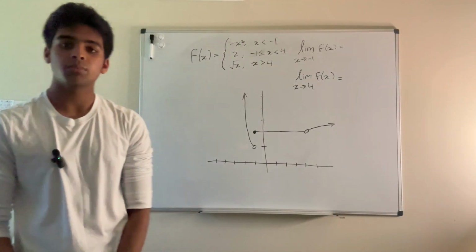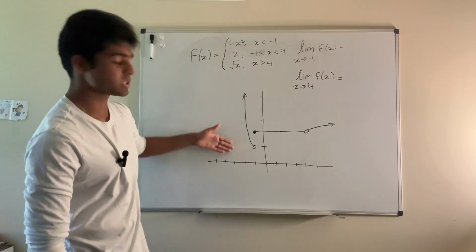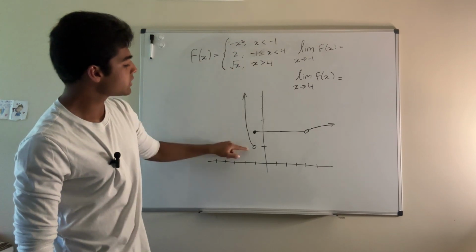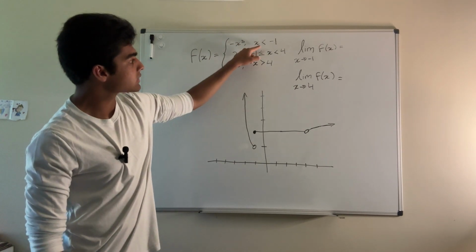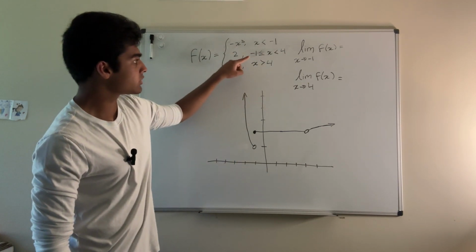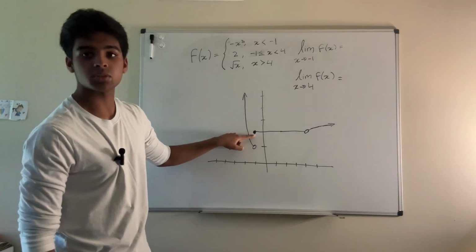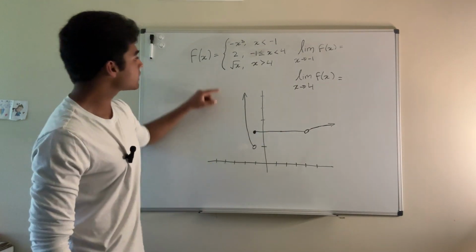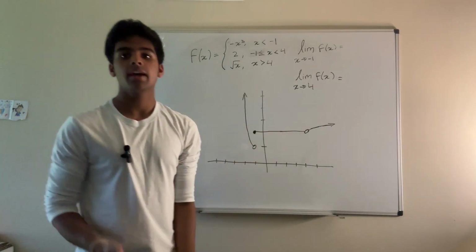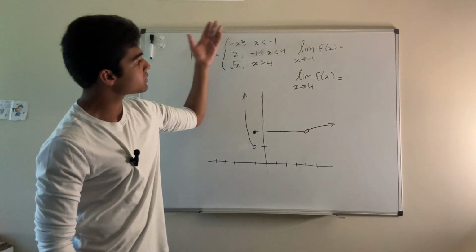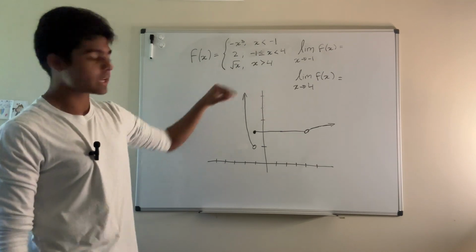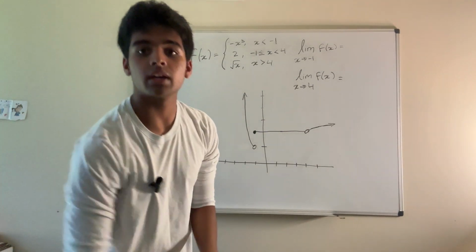Now for our last example, we have a piecewise function right here, which I have graphed. We have f of x equals negative x to the third, which is right here, if x is less than negative 1; 2 if x is between negative 1 and 4, inclusive of 1, which is why I have the closed dot and open dot right here; and then root x if x is greater than 4, which is right here. And we want to find these two limits: the limit as x approaches negative 1 of f of x and the limit as x approaches 4 of f of x.